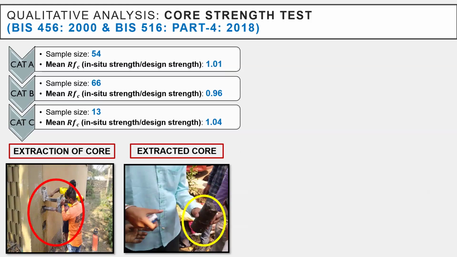Say my grade of concrete is 15, then my design strength is 15, I have considered like that. And in situ strength means I have taken out the core, cylindrical core, I have found out the cylindrical strength, I have corrected it based on the length to diameter ratio, and then I have converted it to the equivalent cube strength. So what I have found out? I have found out that mean ratio, that is RFC, is nearly 1 for all the categories of buildings. That means degradation in the strength is barely minimum.